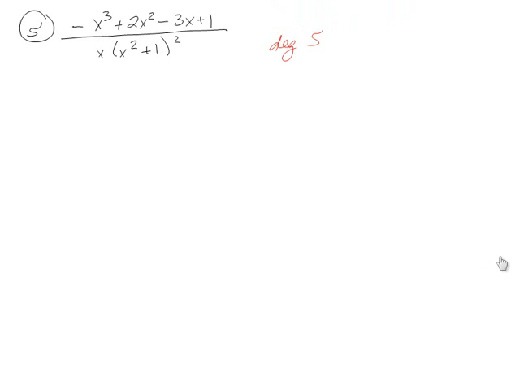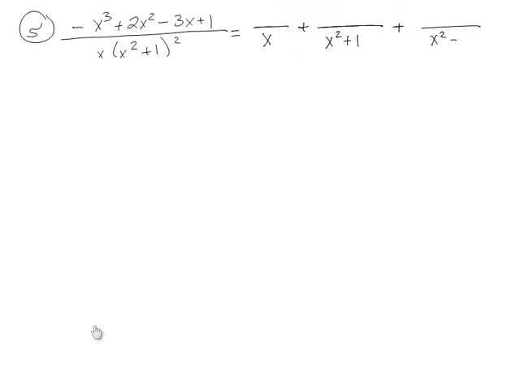That means we can just go straight into partial fraction decomposition. So because I don't have to write it out again, I'm just going to do this. Plus x squared plus 1, and then I've got 2 of those.